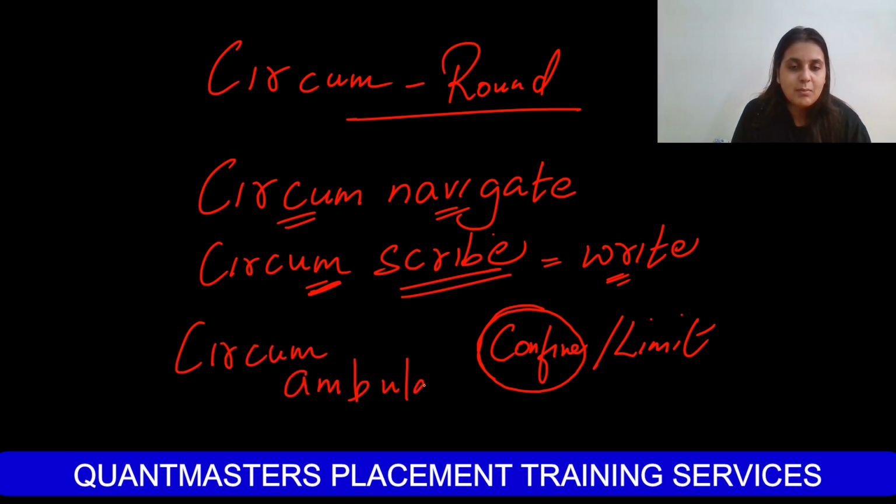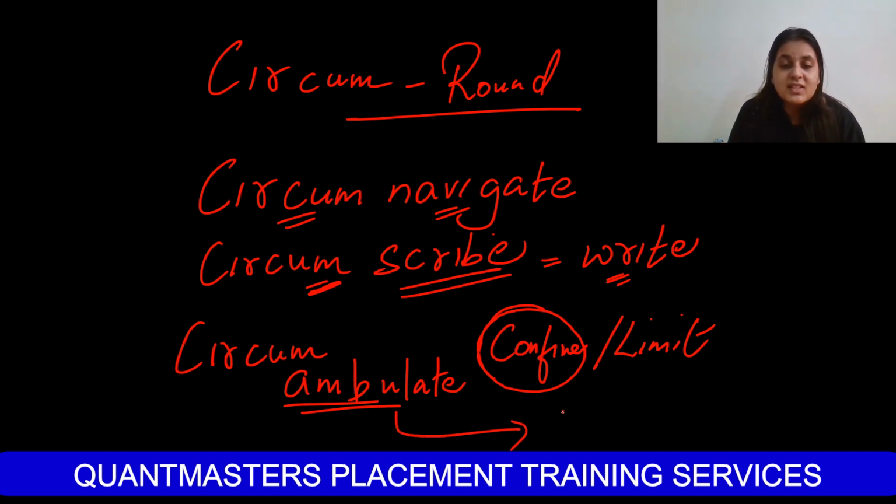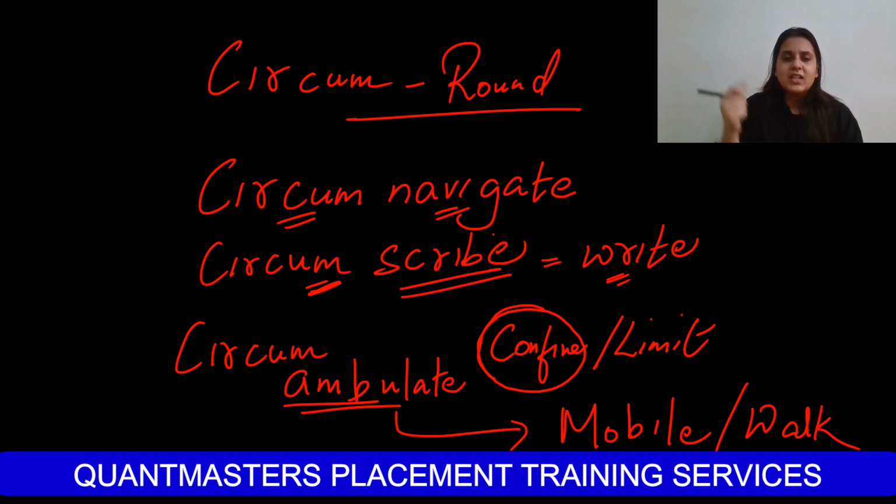Circumambulate. What is ambul? What does an ambulance do? What is the difference between an ambulance and a clinic? What is the difference between an ambulance and a hospital? The basic difference is an ambulance is mobile. It can move, it can walk, it can navigate. So when you put them together, circumambulate, to walk around.